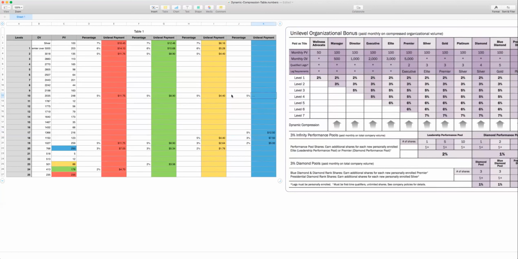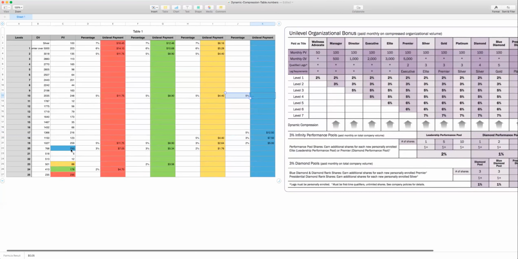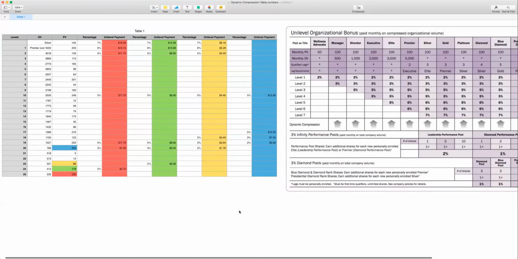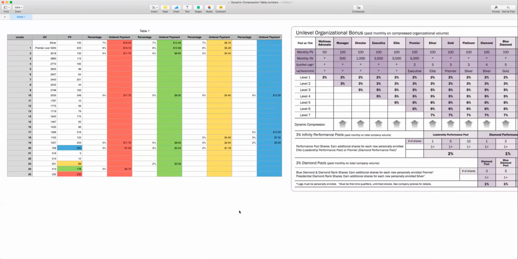And again, this just demonstrates how even at the rank of executive, you can be getting a lot of payments coming up to you that otherwise wouldn't be coming to you. Okay, and again, this would be the same. These elite, premier, and silver payments would go up to the next elite, premier, and silver above. All right, so I hope that really helps you understand how dynamic compression works.